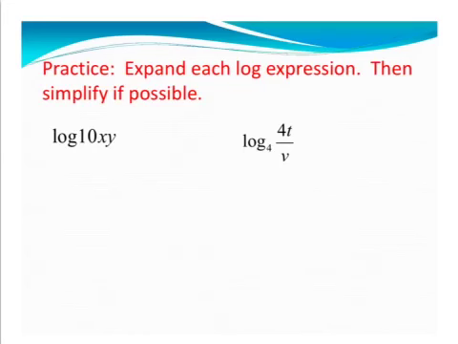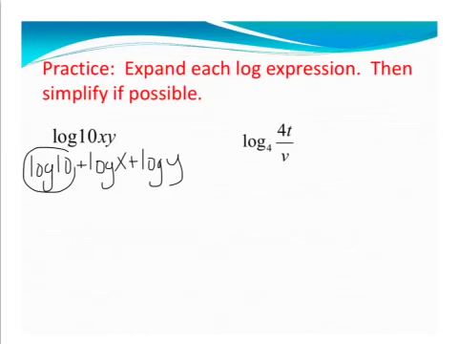Alright, now we're going to expand them, so we're going the opposite direction. So for this one, since it's all multiplication between these three numbers, it's 10 times x times y. It's all multiplication, so when we expand it, it's going to be all addition. So we have log of 10 plus log of x plus log of y. Well, I know that log of 10, which is basically log base 10 of 10, is 1, as we learned earlier. So 1 plus log of x plus log of y.